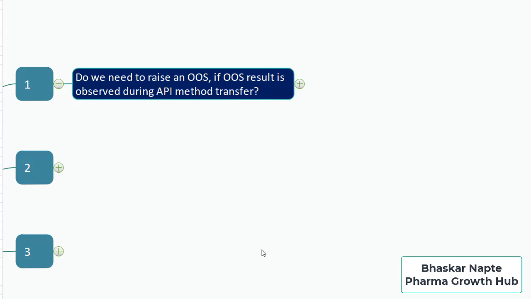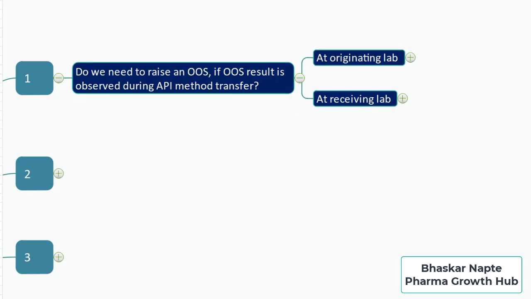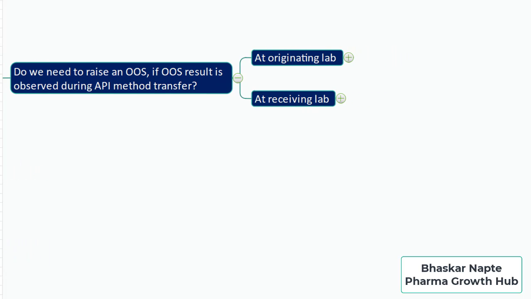with respect to the location at which the OOS result is observed, because you know that the method transfer activity happens at two different locations. The first one is the originating lab and the second one is the receiving lab. So it is very important for you to give this answer with respect to the location.